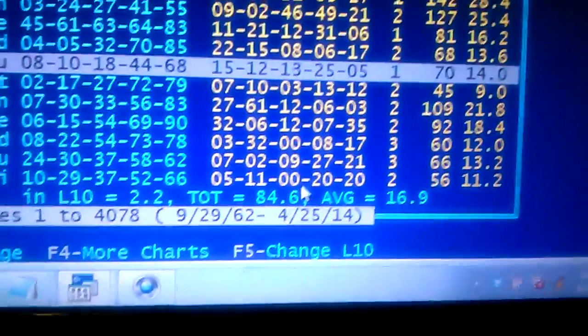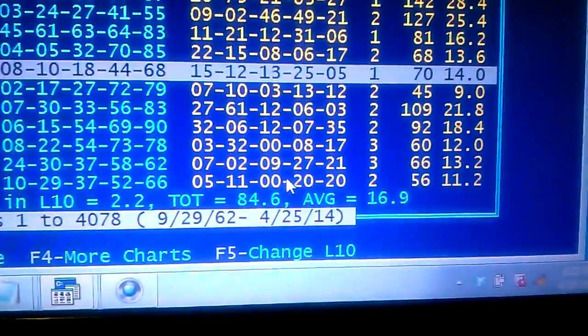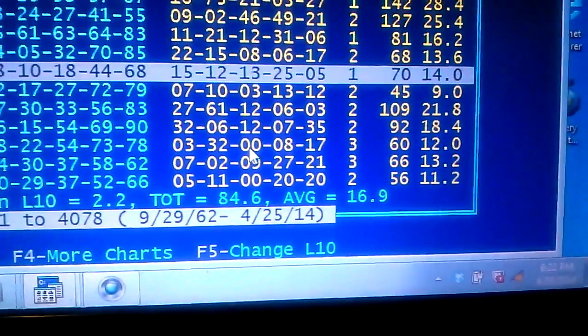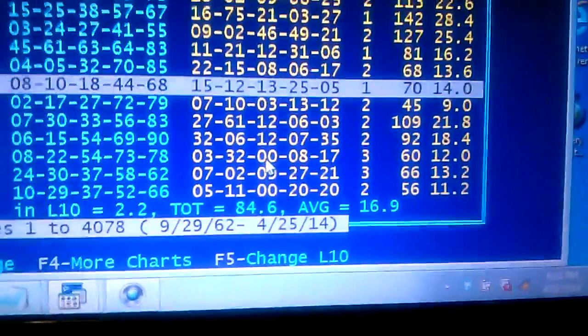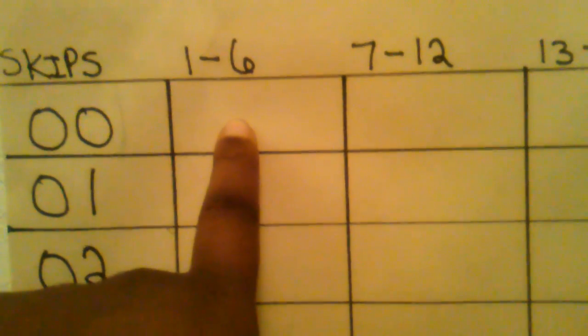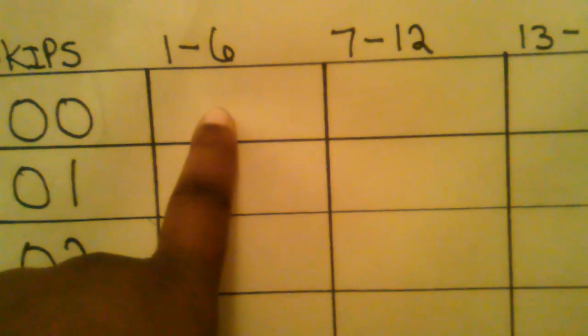6 drawings and you're going to count how many skips of 0 you see. Well, we see 1, 2. That's it. So you would write the number 2 right here, because it's 2 zeros in the first set of drawings. And then you would do that all the way up to the number 30.